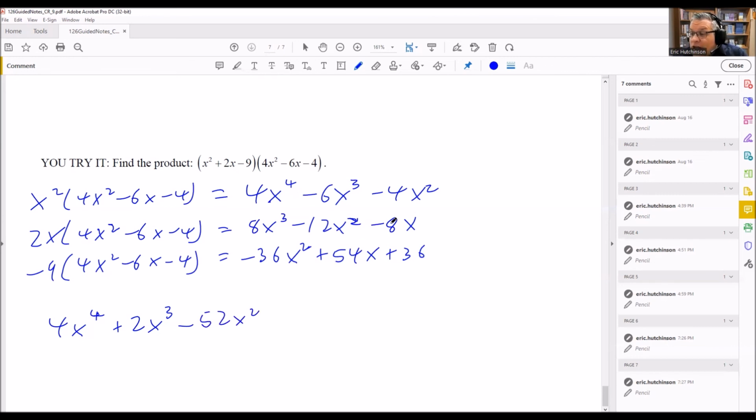And then we have the x's. Okay, 54 minus 8. Okay, that's going to give you 46. So we're going to have 46x. And then the 36 on the end there. Nothing else combines with that. And so that would be your answer.